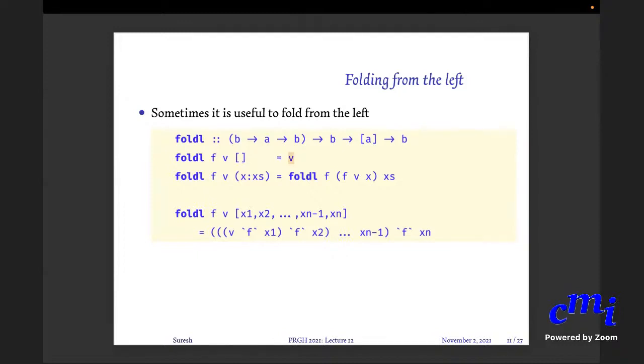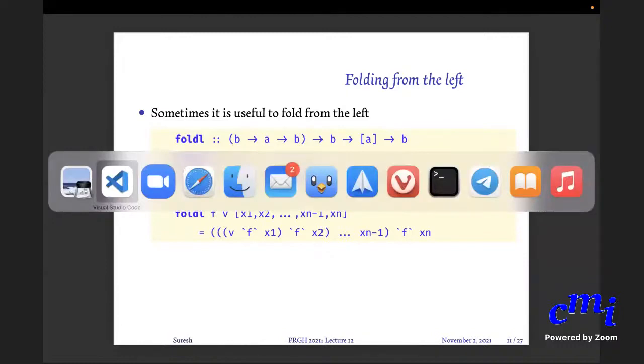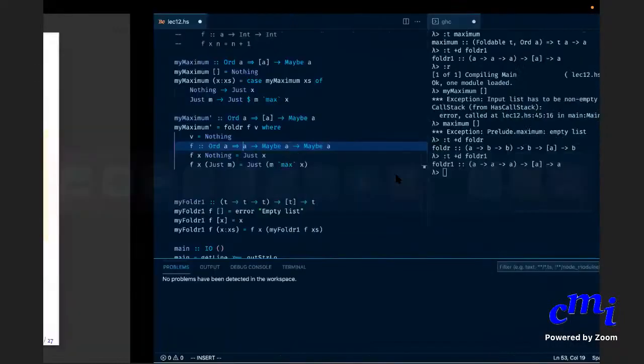Let us first look at the equation. foldl f v of x followed by xs. What you will actually do is, instead of using v as the seed value, you will use f applied to v and x as the seed value and then recursively do foldl on xs. Is it clear? So the difference between foldr and foldl is that in foldr you first compute the recursive value and then come back and combine it. I should write it here.